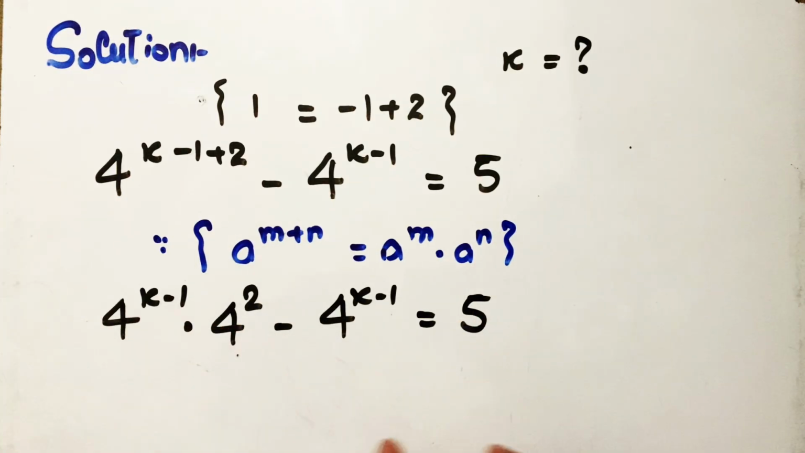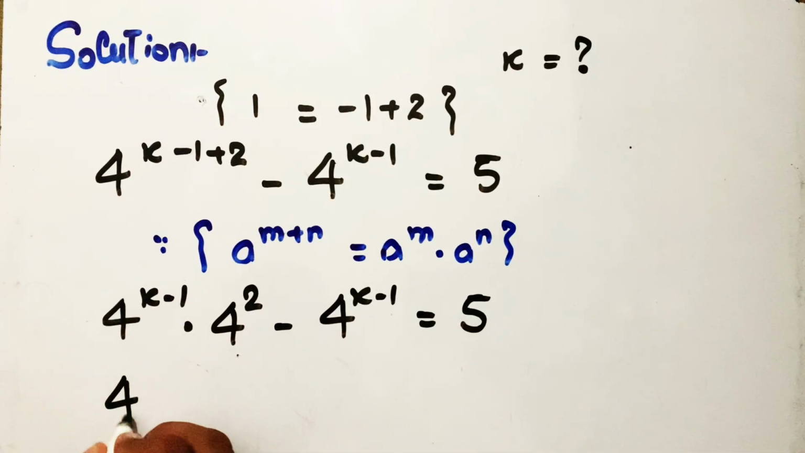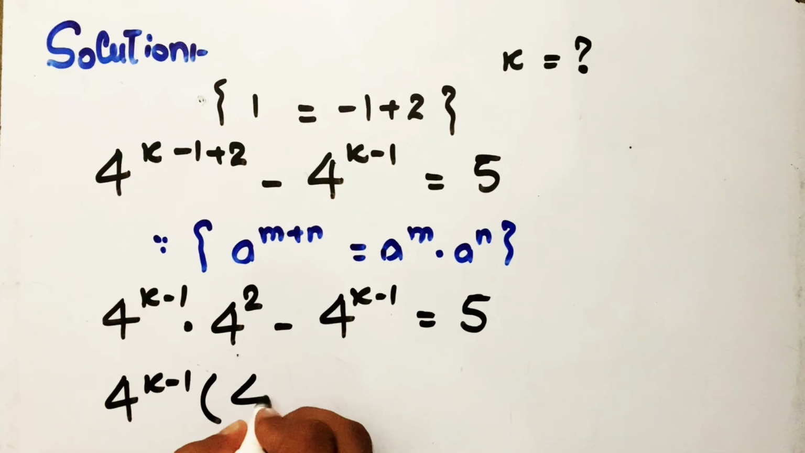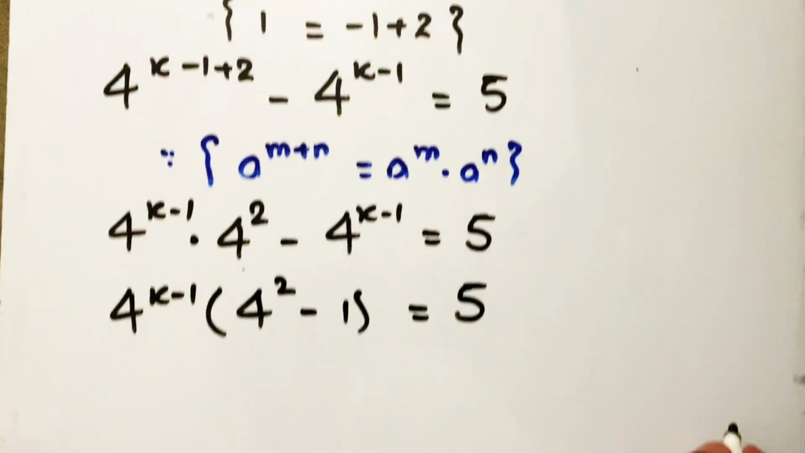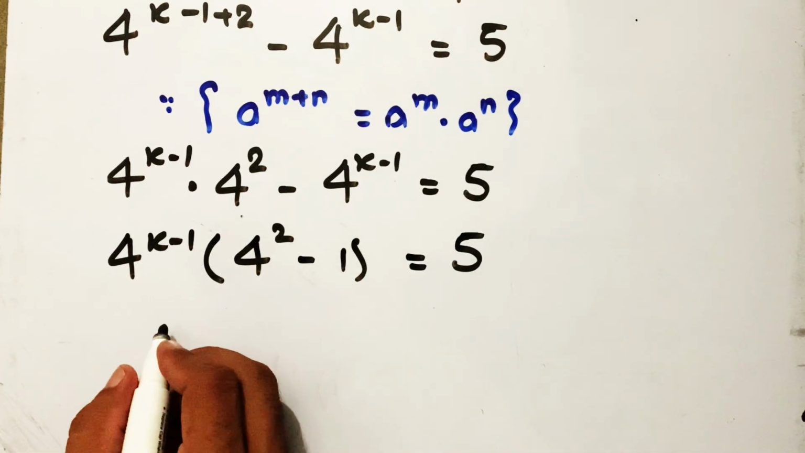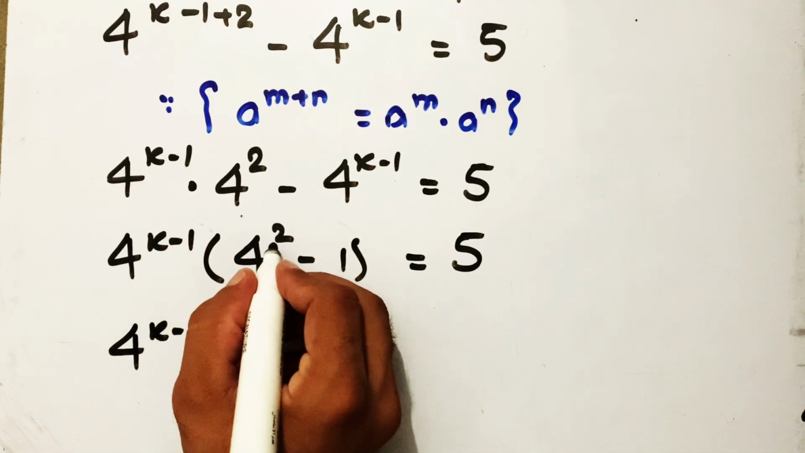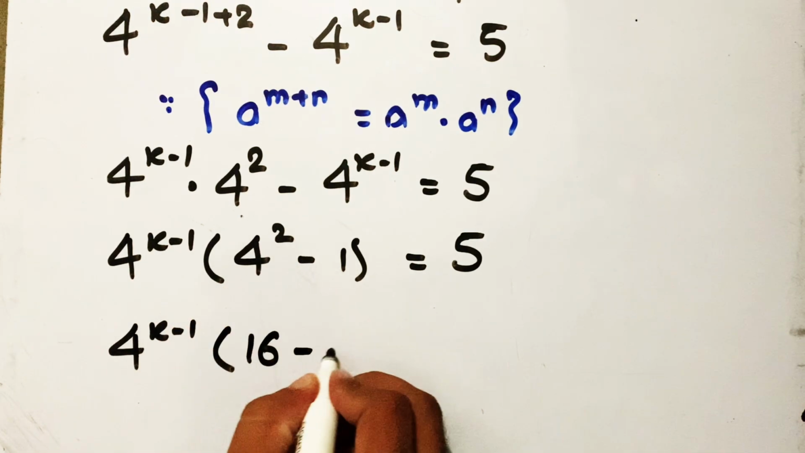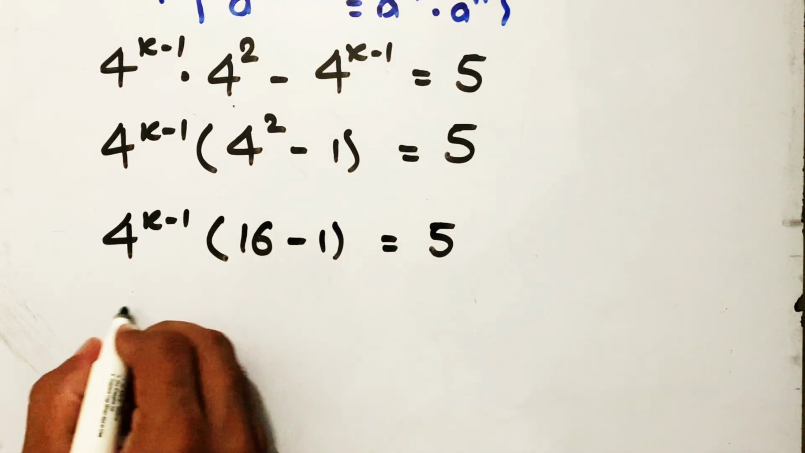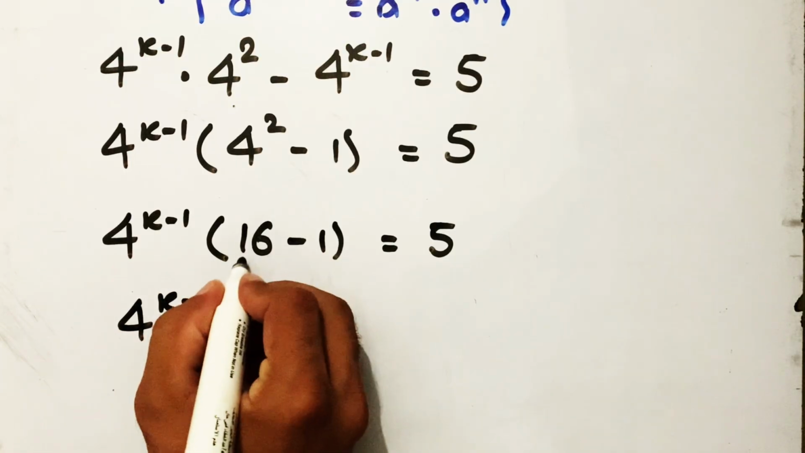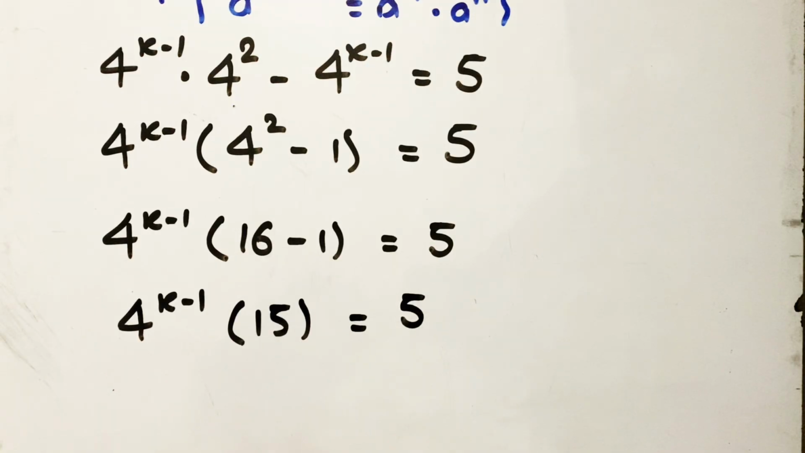As we see 4 to the power of x minus 1 in both terms, I am taking it common. The remainder is 4 squared minus 1, equals 5. So the next step is 4 to the power of x minus 1 times, 4 squared is 16, 16 minus 1, equals 5. Further solving, 16 minus 1 becomes 15, so 4 to the power of x minus 1 times 15 equals 5.